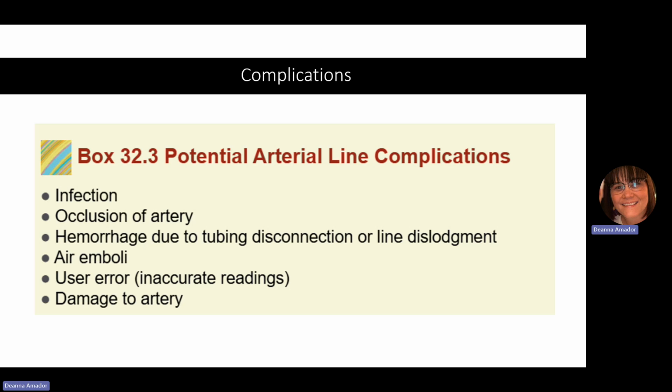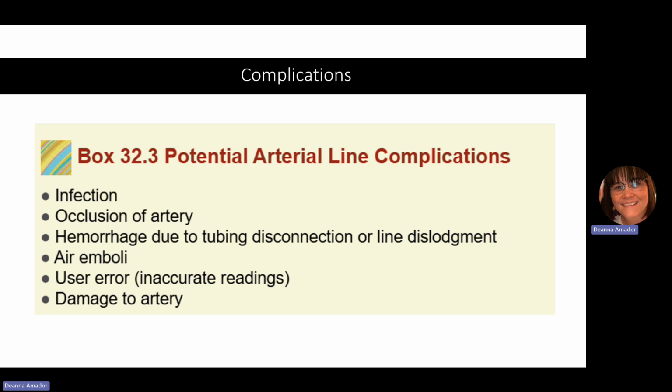Potential arterial line complications then, like I just said, infection because it's invasive. You can have an occlusion of the artery, that would be bad if there was a clot that formed. Hemorrhage because of disconnection or the line coming out. That pressure tubing, we use normal saline to basically purge the line so it's all the way full of normal saline before we insert it. We want to make sure there's no air. It's going into an artery, so an air embolism would be a complication.